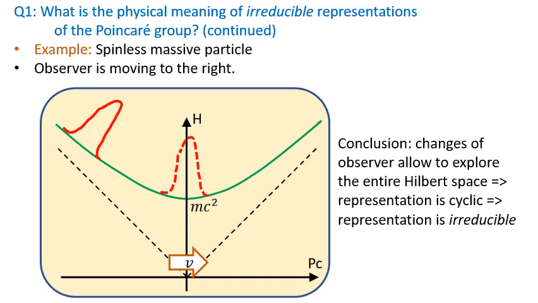Then it seems plausible that by applying to our original state all kinds of Poincaré transformations, including boosts, rotations, and translations, we will be able to explore the entire mass hyperboloid. This means that no corners of the Hilbert space will be left untouched. Therefore, this representation is cyclic and irreducible.